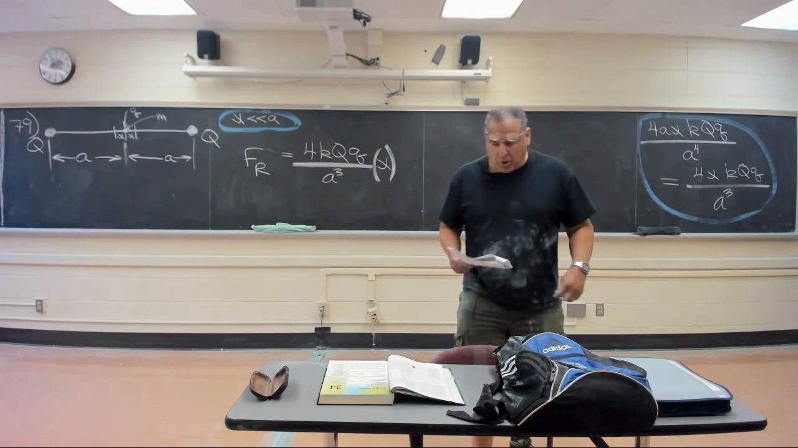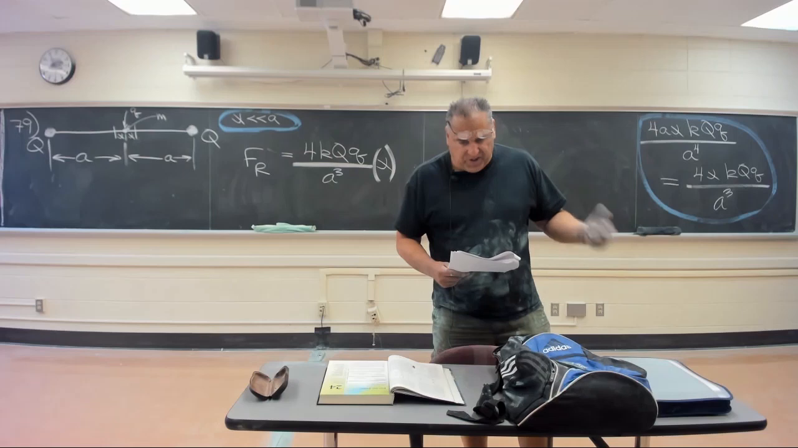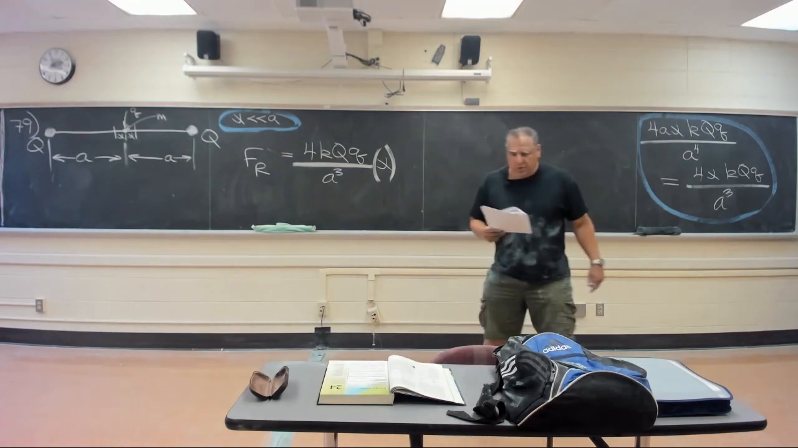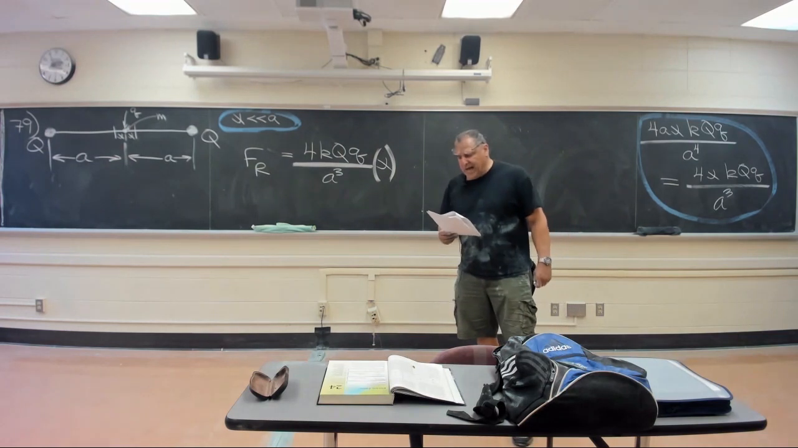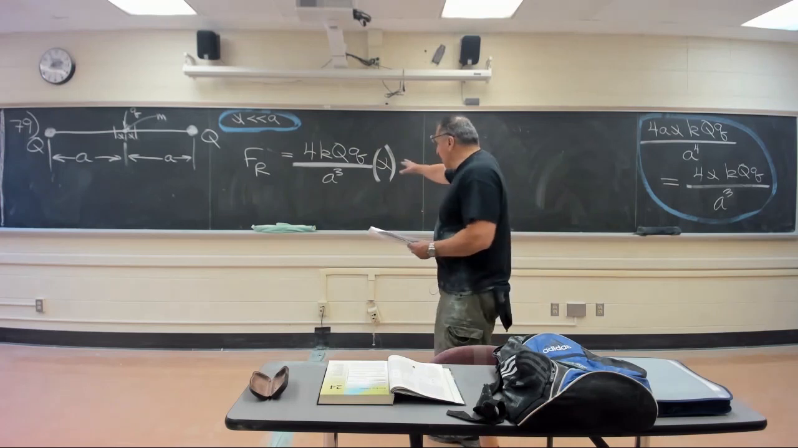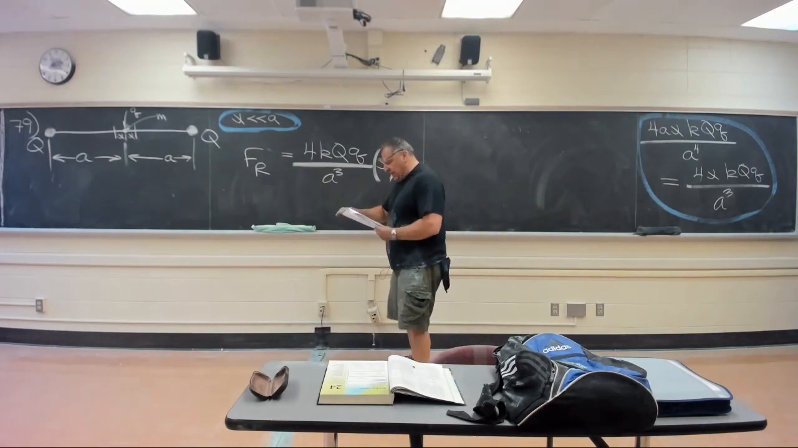Now this force is always a restoring force. Fr equals 4k capital Q small q over a squared, all of that times x, is always a restoring force. And if x is a magnitude greater than 0, then this is the magnitude of that restoring force. If it's less than 0, then it's going the other way. This just gives you direction, guys, if you're going to put signs in there.